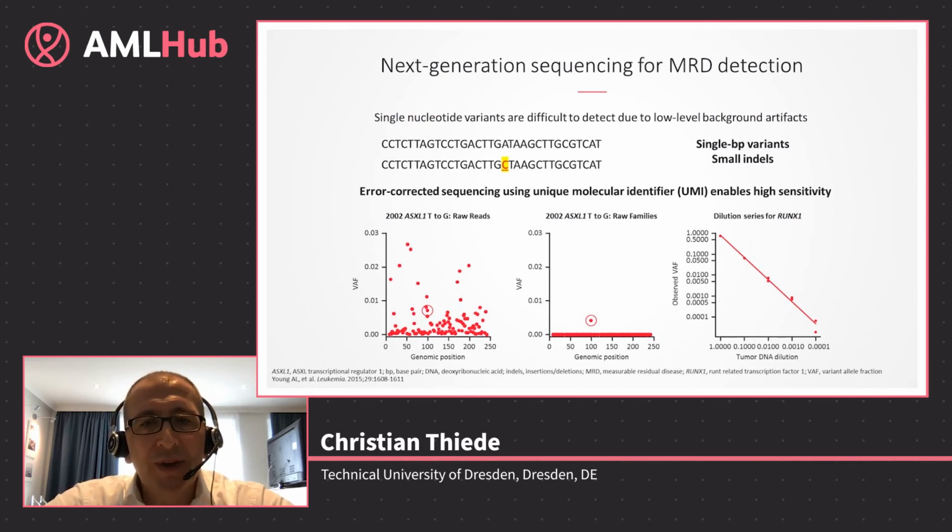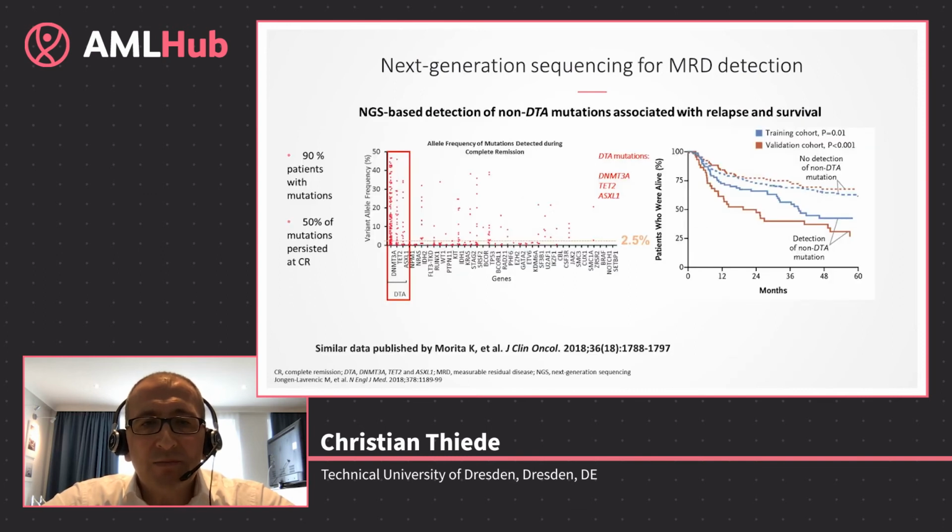You can overcome this only if you apply certain techniques, so-called error-corrected sequencing methods, for example, using unique molecular identifiers, where you can subtract the background, which is shown on the left graph. If you apply the error-corrected sequencing, you can see the correct positives in the middle graph, and that gives you a very decent and linear correlation. First data applying next-generation sequencing in AML without error-corrected sequencing were published by several groups.